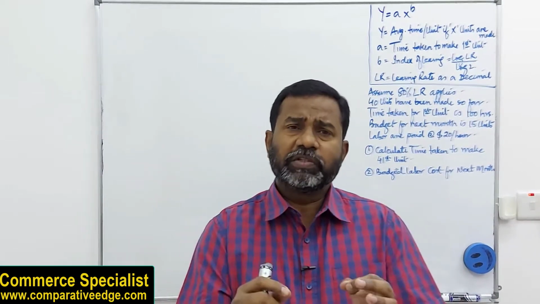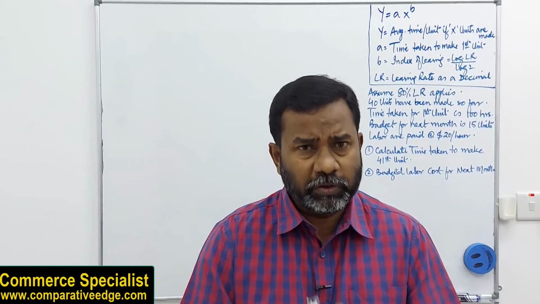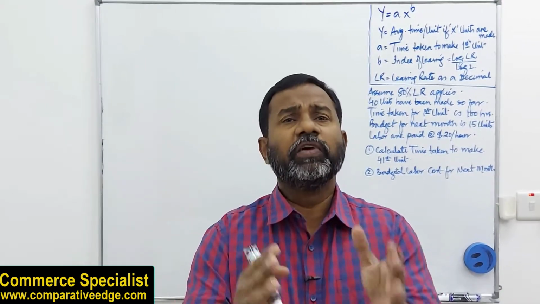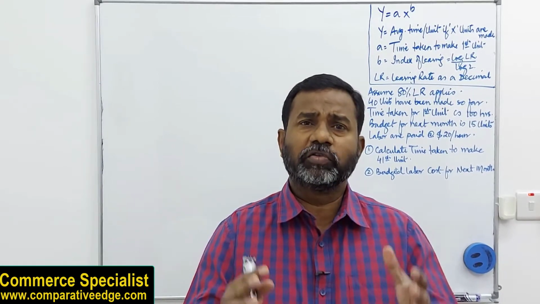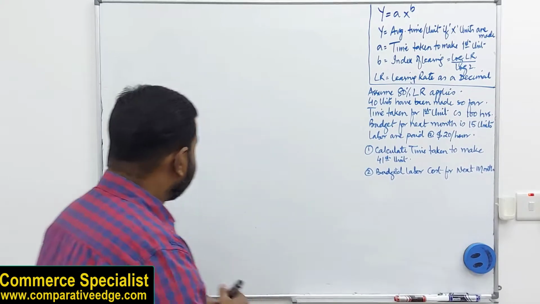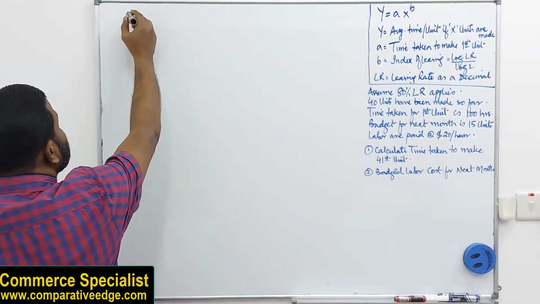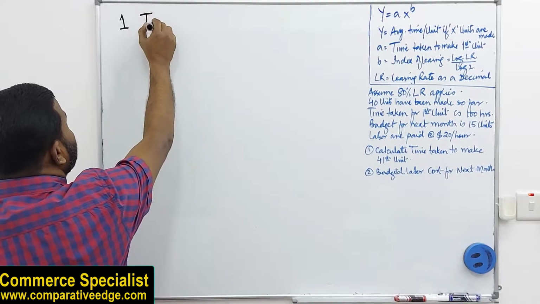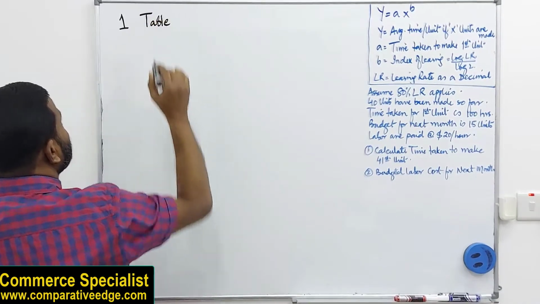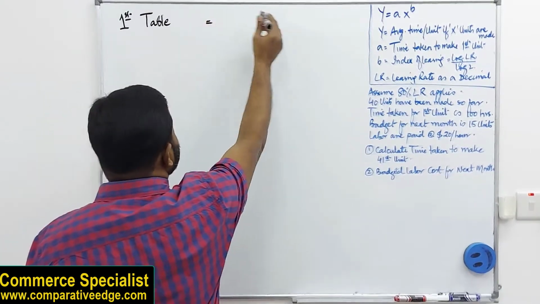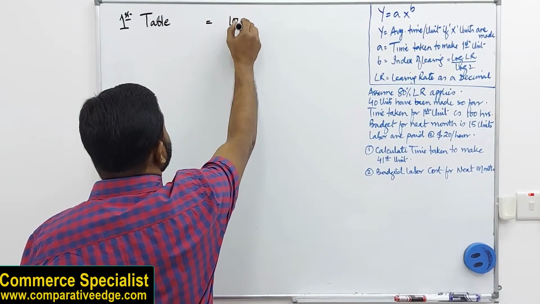So the very first formula for the learning curve, which we use specifically in CMA Part 1 as well as in ACCA, we call it the Cumulative Average Time Learning Model. How is it done? Just have a look at this. We're assuming that the first unit, or maybe when you're making the first table, it takes, let's say, 100 hours.